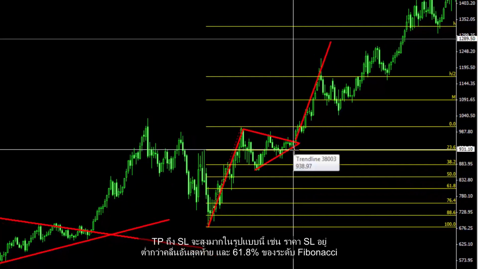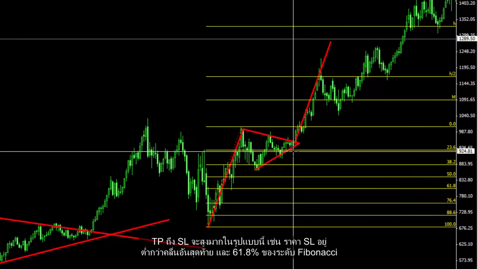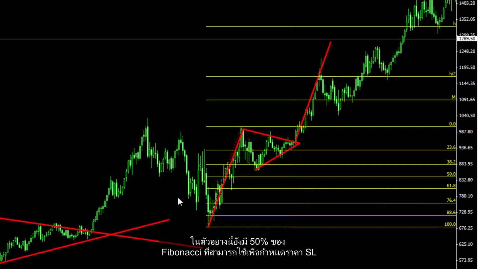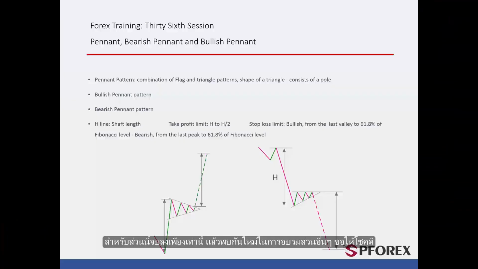For instance, SL price was below the last valley and 61.8% of Fibonacci level. There is another significant level on 50% of Fibonacci level that can be used to specify SL price in this example. That concludes this session.